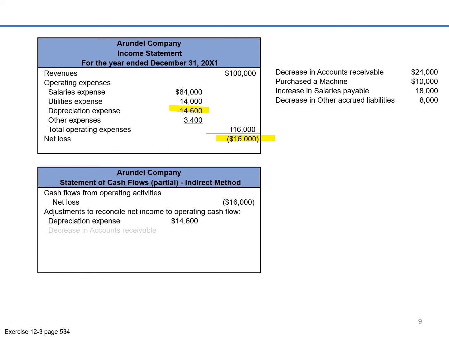So let's look at these. First we have a decrease in accounts receivable. If we have a decrease in accounts receivable, that must mean our customers are paying us. And when they pay us, they have to pay us cash, right? So decreases in accounts receivable are increases to cash.